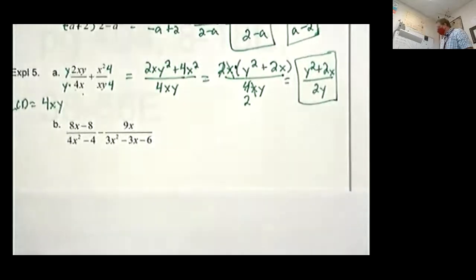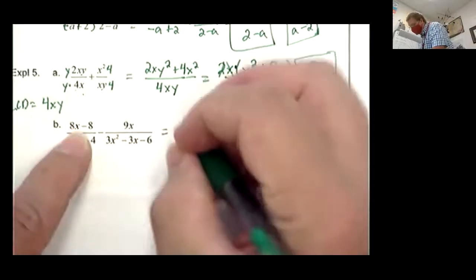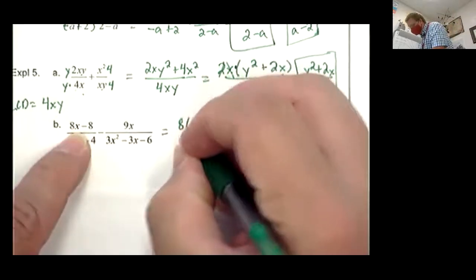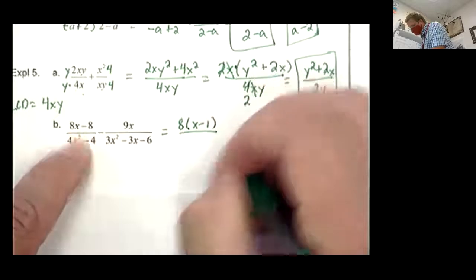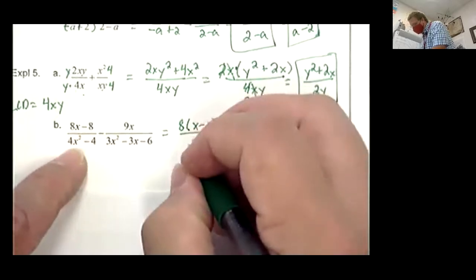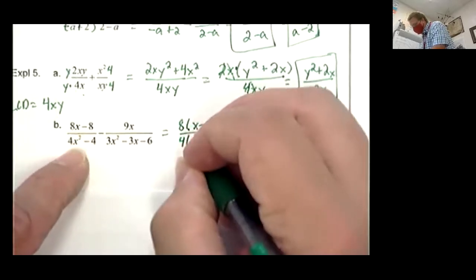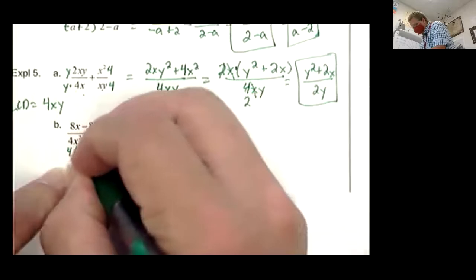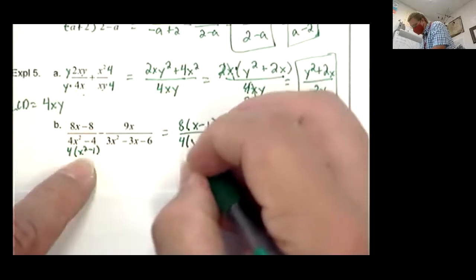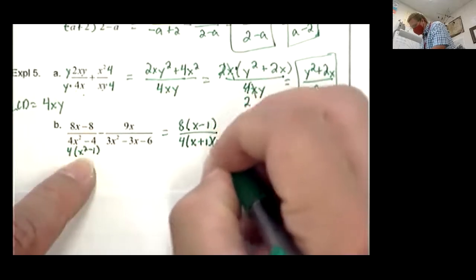Letter B, we want to do the same thing. We want to factor first. Then we're going to look for our least common denominator. The numerator factors out an 8. That leaves us with x minus 1. The denominator will factor out a 4, and that leaves us with x squared minus 1, which is the difference of two squares, which is (x plus 1)(x minus 1).